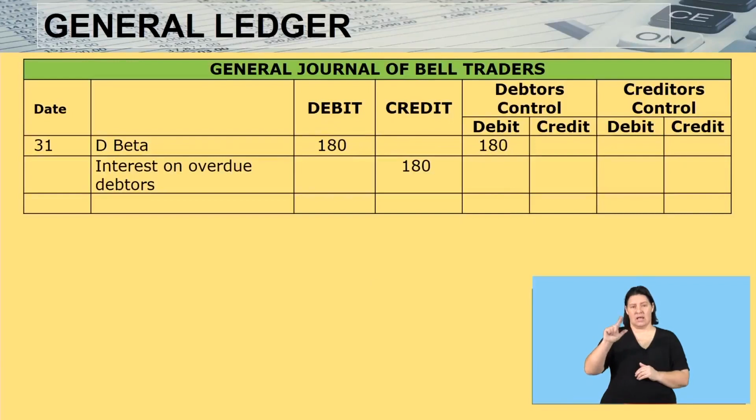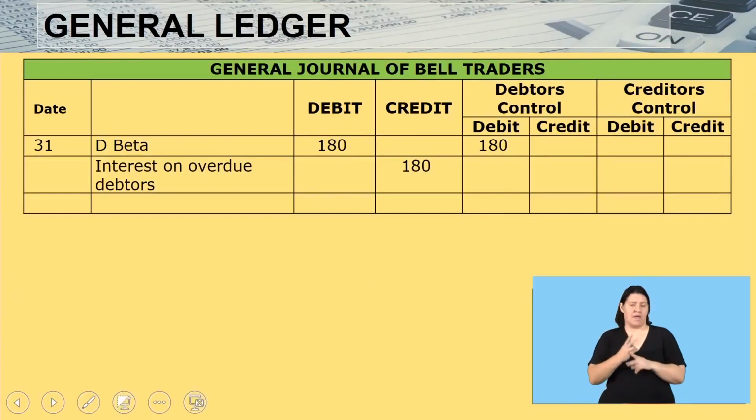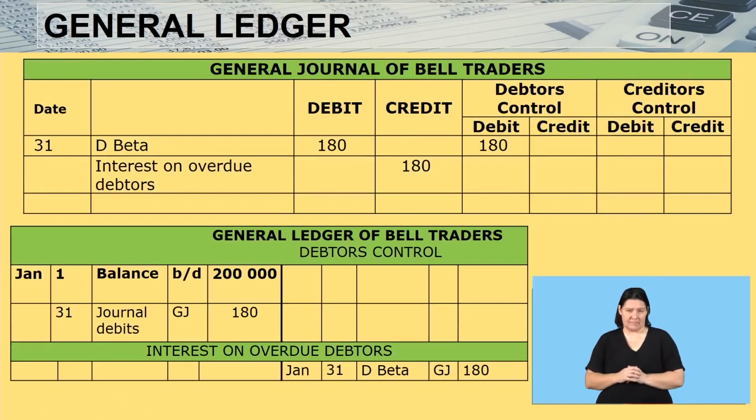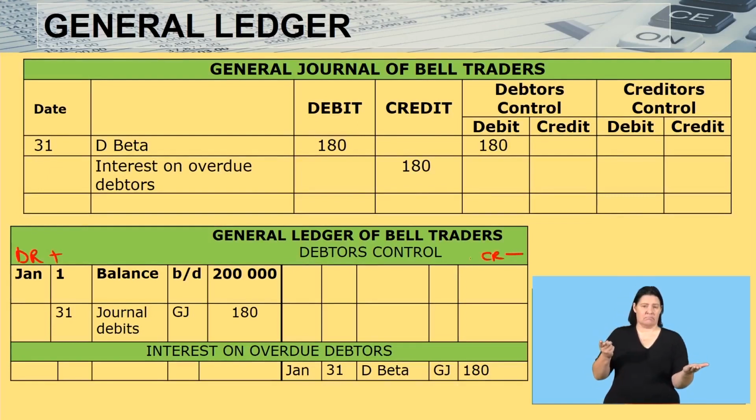Here is our general journal that we've already prepared, and we want to post it now to the general ledger. In the general ledger, you have your debtors control, and your debtors control increases on the debit side, and it decreases on the credit side. So you have your balance on the debtors, which is 200,000. Once we charge interest on a particular debtor, it will increase our debtors.